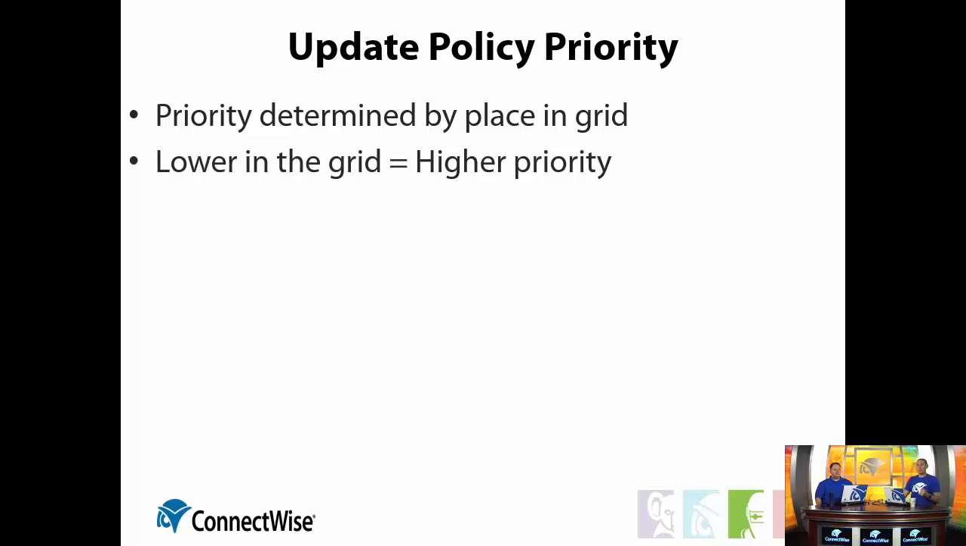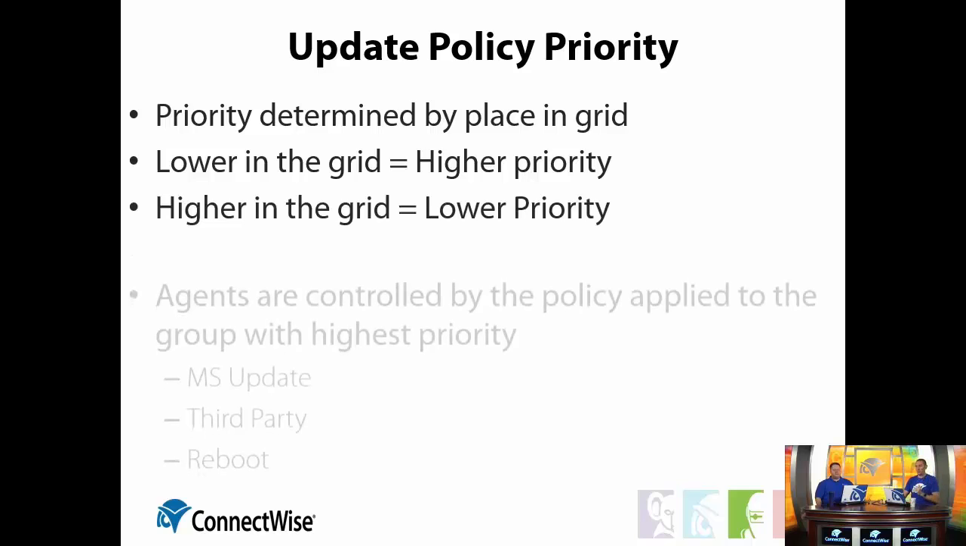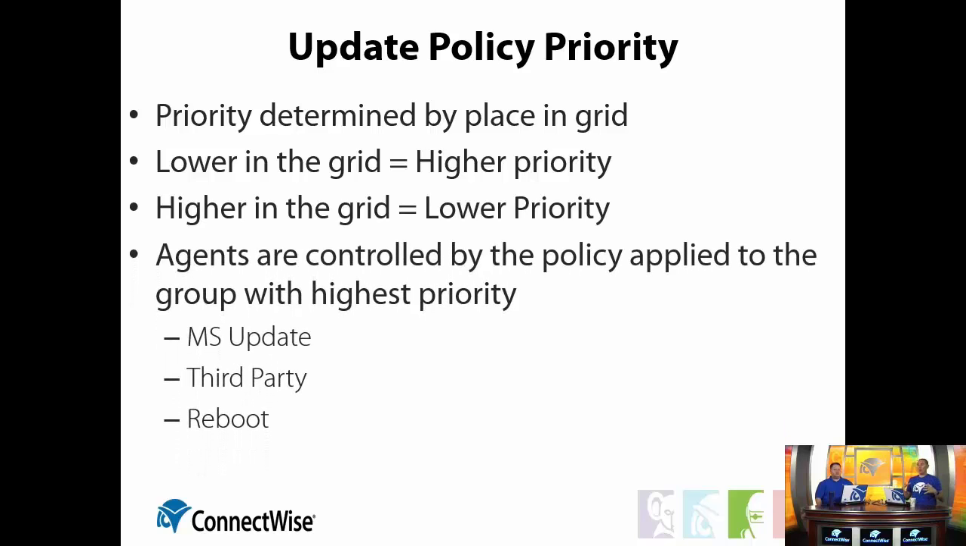The lower in the grid is higher priority, so everything at the bottom is going to have the highest priority. And the flip side, anything at the top is going to be the lowest priority. And we're only going to be concerned about the priority when I'm talking about my Microsoft updates, my third-party updates, and my reboot updates.